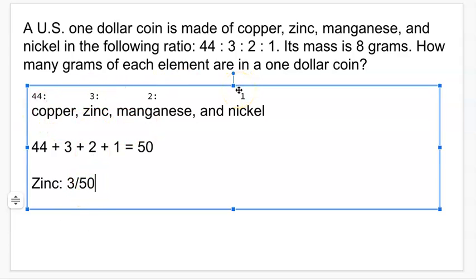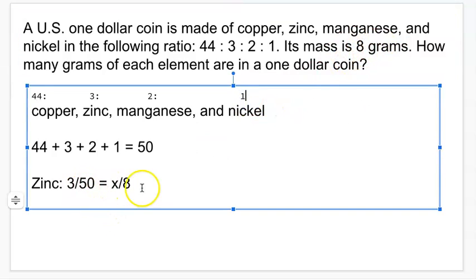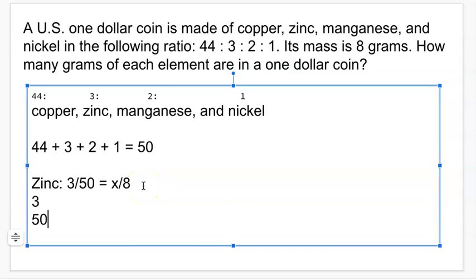And so you're supposed to figure out and set up a proportion to equal some number x, or you can use m for mass. It's an unknown mass out of 8 total grams. Because if the coin is 8 grams total and these are 50, you have to set up an equivalent ratio that way. So as a fraction, 3 over 50 equals x over 8.